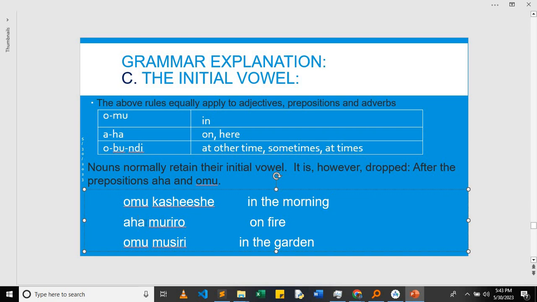Aha is on. Ahamizi, on the water. Ahantebe, on the table. Omu, it is still in the, still the same.